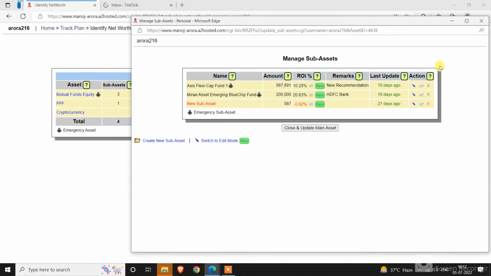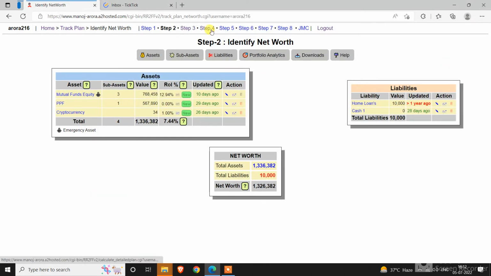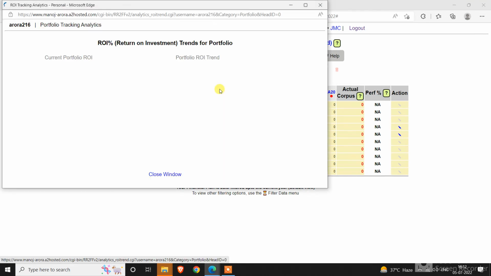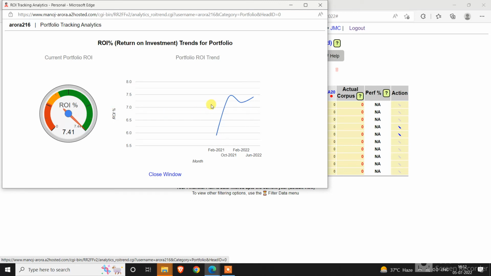Not only at the asset and sub-asset level, you can also look at these charts at the portfolio level if you go to step 4. Right now I'm at step 4, looking at portfolio trend analytics, going to ROI trend, and this is the trend of my portfolio, how the ROIs have changed over a period of time. Again, with the smartness of the system, it'll know when to capture it. And again, the green, amber, and red would be very different for the portfolio because the targets for each individual would be very different depending on their risk profile, etc.